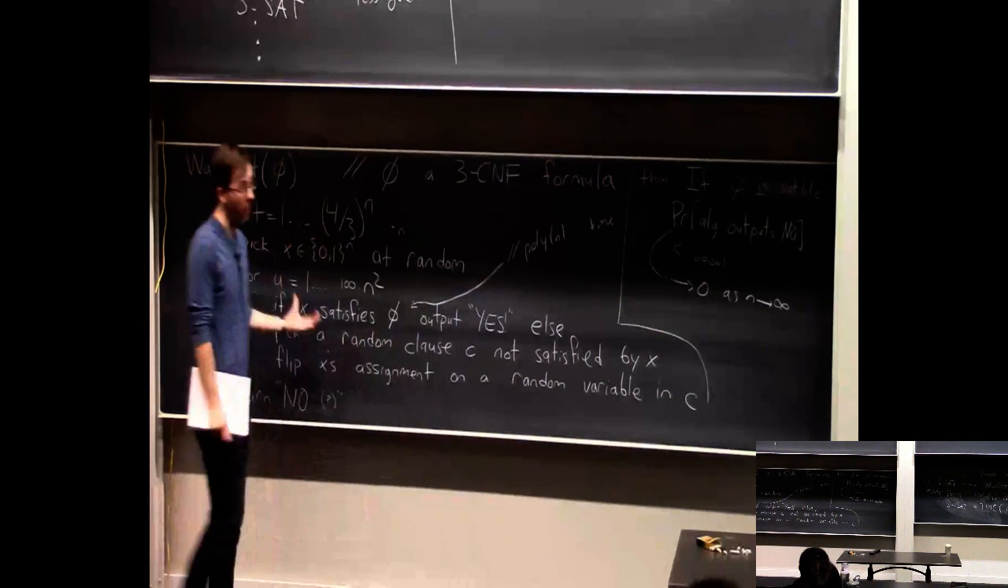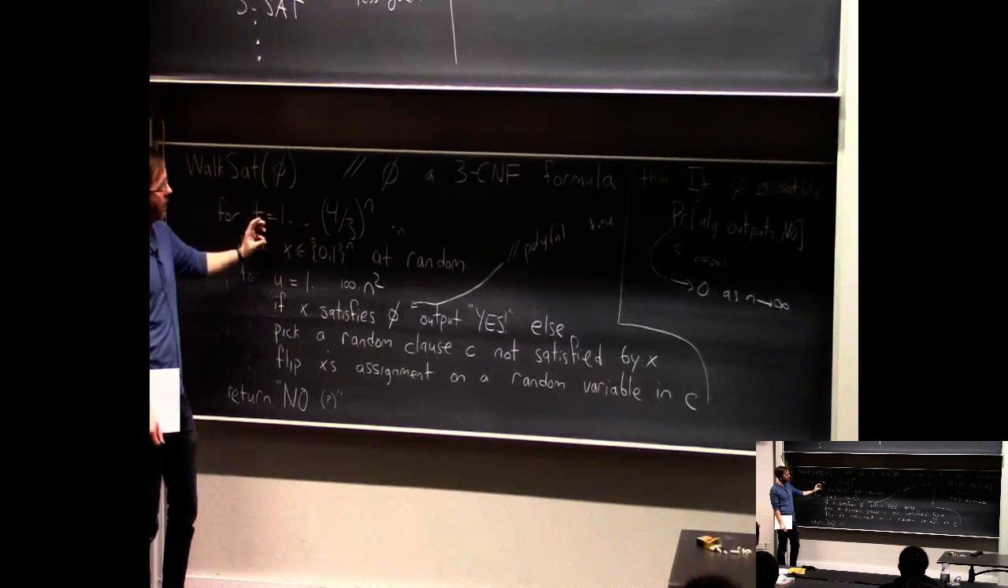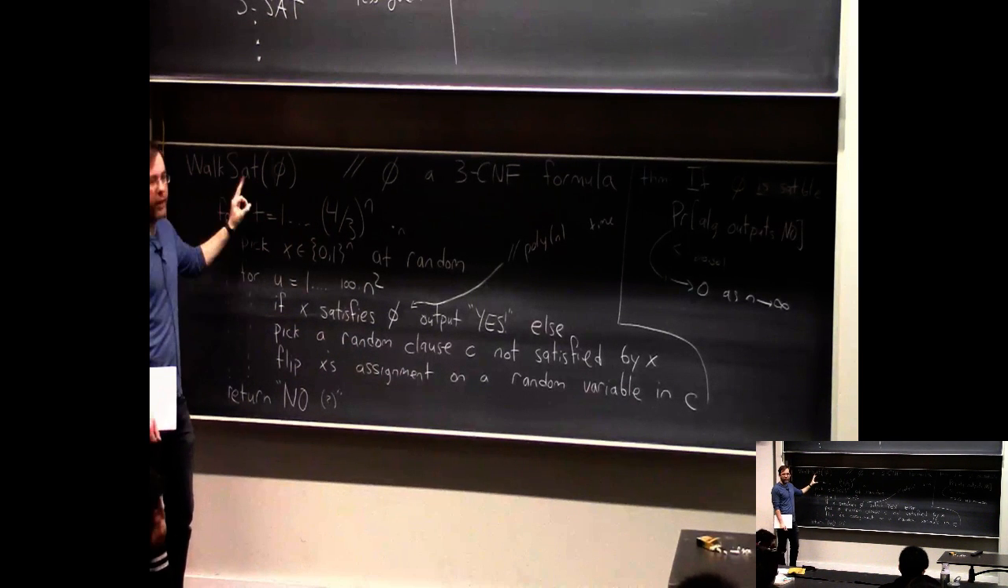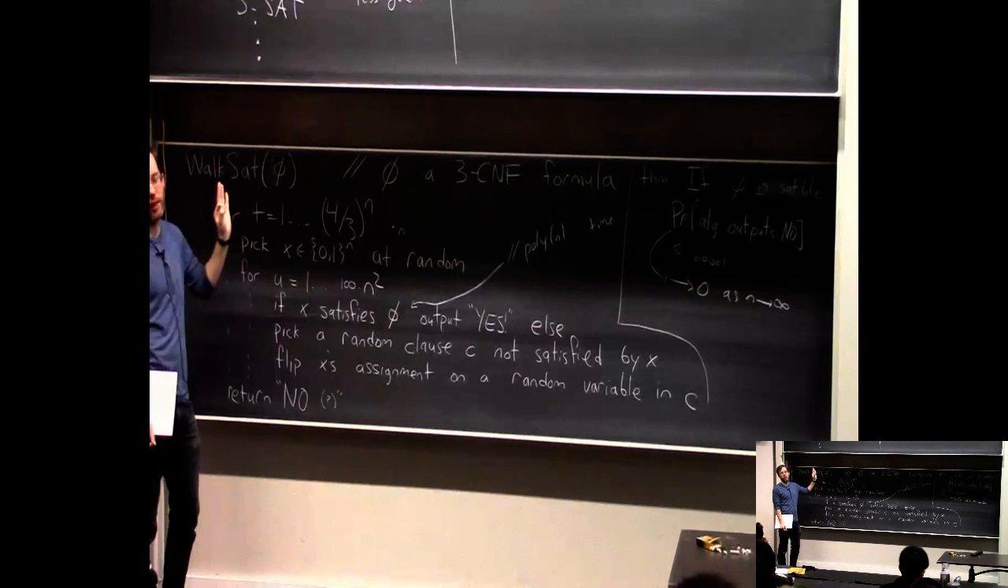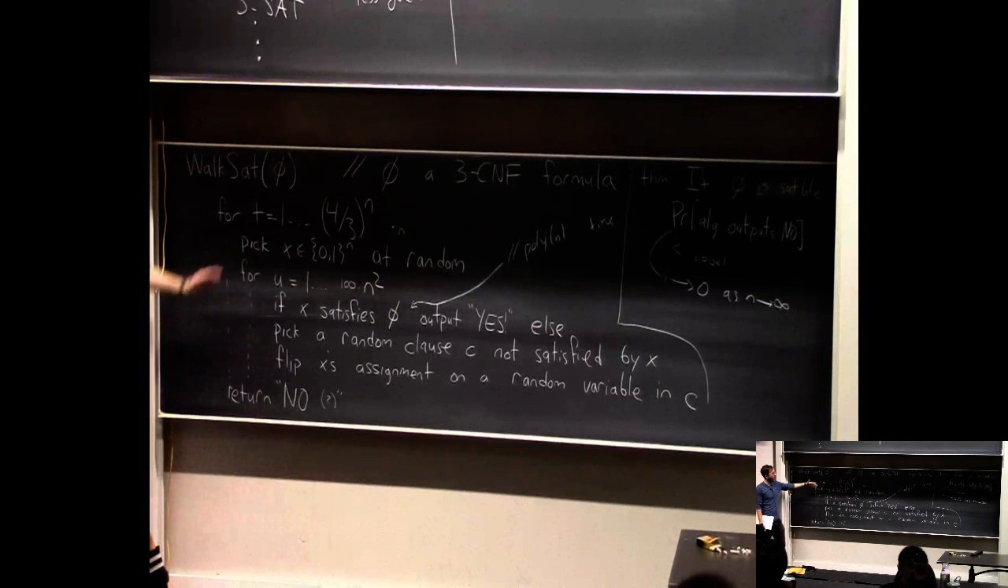So this is what usually goes on with randomized algorithms. They have some very small chance of error. But for every input, the probability it gives the correct answer is exponentially close to 1. Let's say arbitrarily close to 1. And it runs in about 1.34 to the n time.